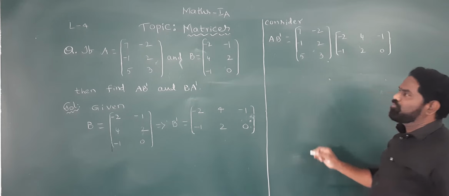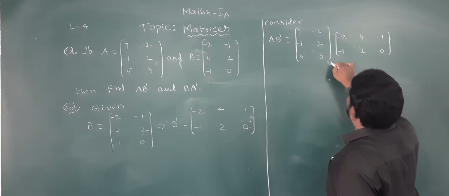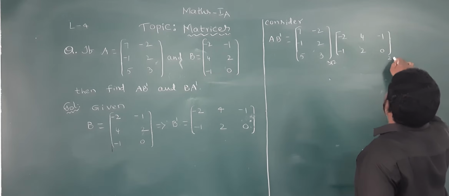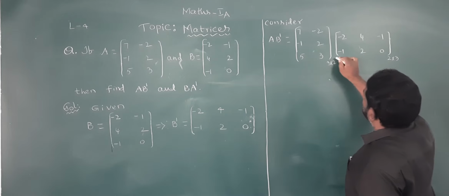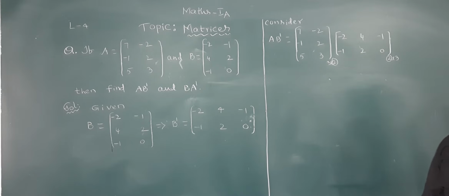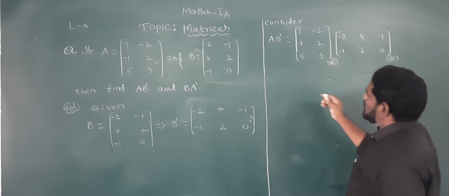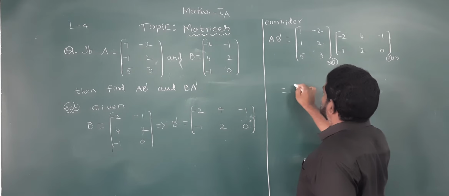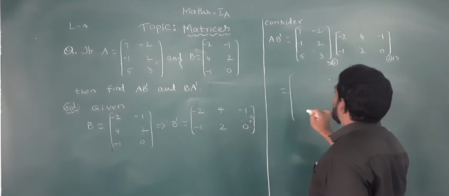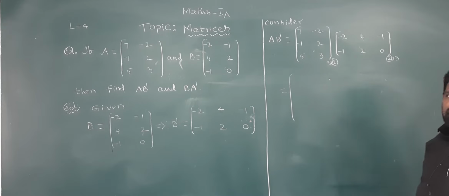What is the order of matrix A? 3 rows, 2 columns, 3 by 2. Here how many rows are there? 2 rows, 3 columns. Here the columns of the first matrix are equal to the rows of the second matrix. That's why the matrix multiplication A into B transpose exists. We can do the product like this. Let us see. The resulting matrix has 3 rows and 3 columns.